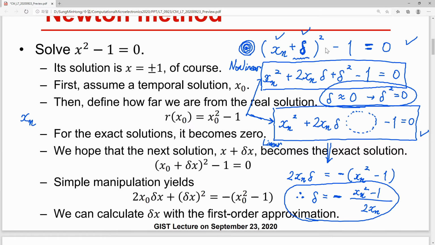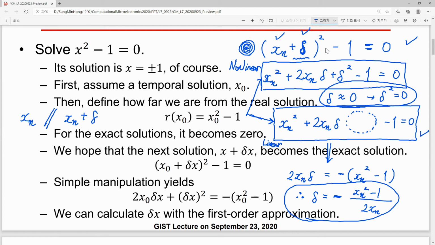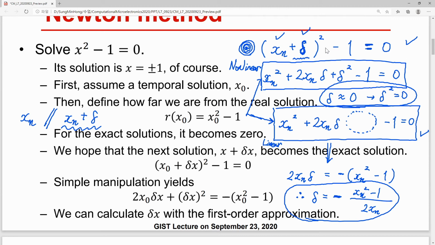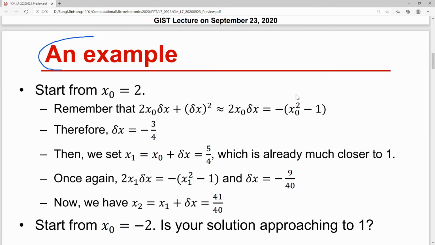When we make a comparison of xn and xn plus delta, if xn plus delta gives you a better result, then you should go to xn plus delta, the corrected solution. And from this corrected solution, you can repeat another correction, another correction, another correction, until eventually you have quite a small error in your equation. Let me give you a concrete example.